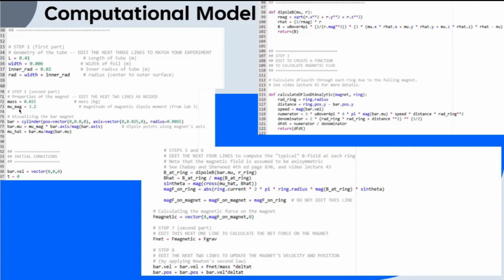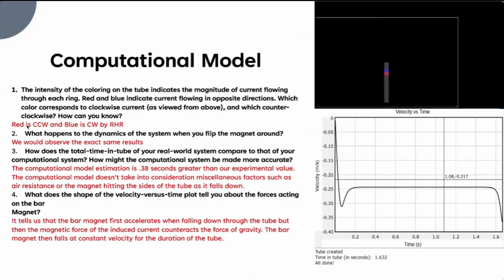This is my computational model and the code that I used to do this. This is the actual model itself and the graphs that it created. So, how do you know which is counterclockwise and which is clockwise? Red is CCW and blue is CW, and we use the right-hand rule.